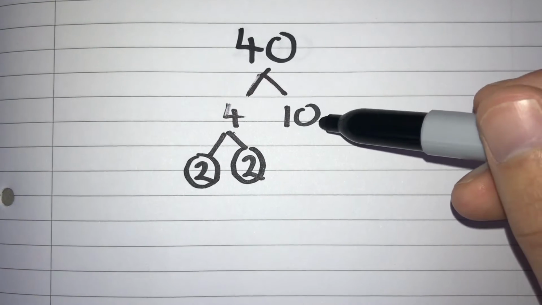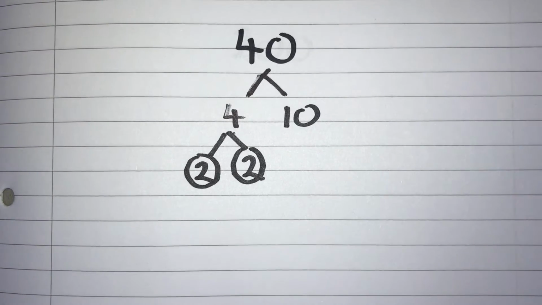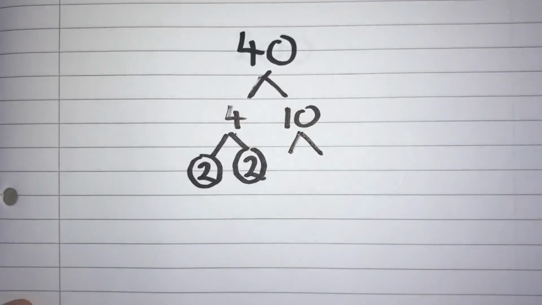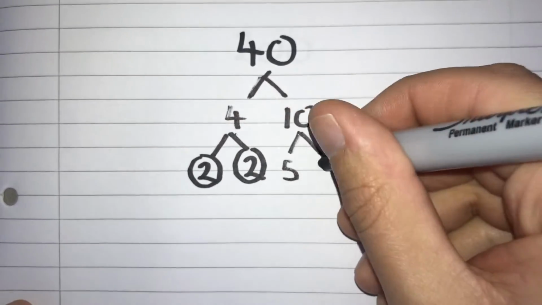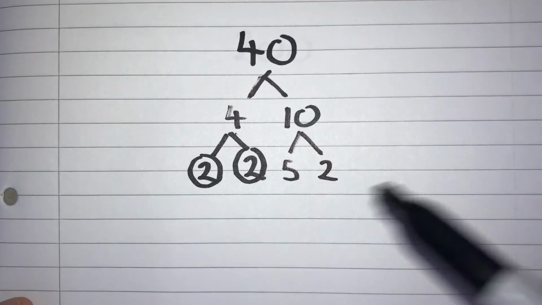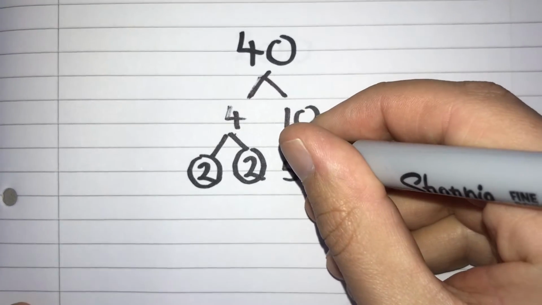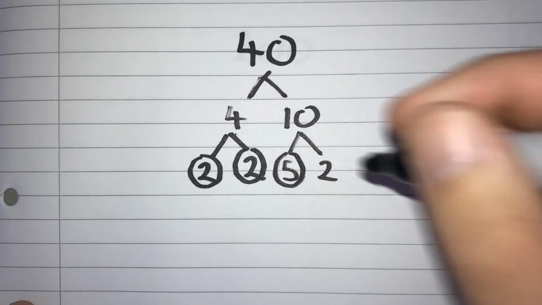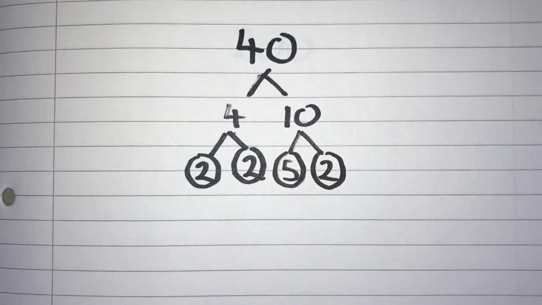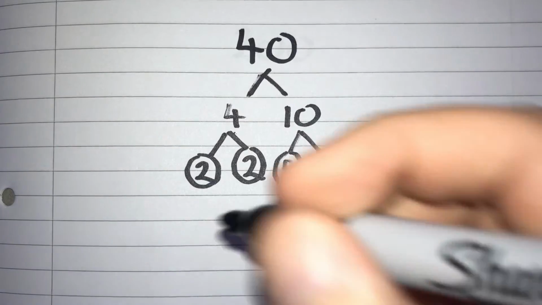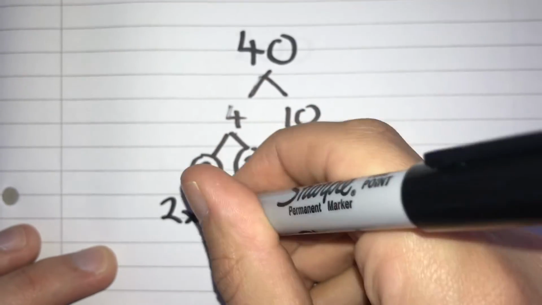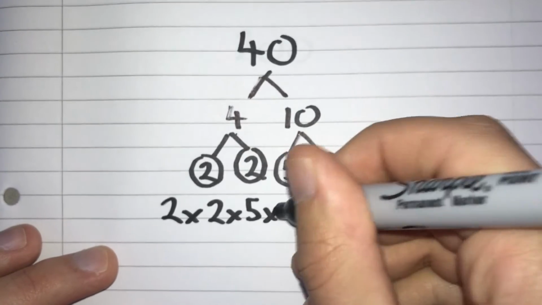But we still got this 10 here. And we've got to think to ourselves, is 10 a prime number? Again, no, 10 is not a prime number because we can divide it by 2 and we can divide it by 5. So we split this 10 up into a 5 and a 2, because 5 times 2 gives us 10. Now, is 5 a prime number? Yes, it is. So we've got to stop here. We've already said that 2 is a prime number, so of course we're going to stop here as well. So what we've got here are our 4 prime factors of 40, a 2, a 2, a 5, and another 2. To make this 40, we can multiply these together. So it'd be 2 times 2 times 5 times 2.